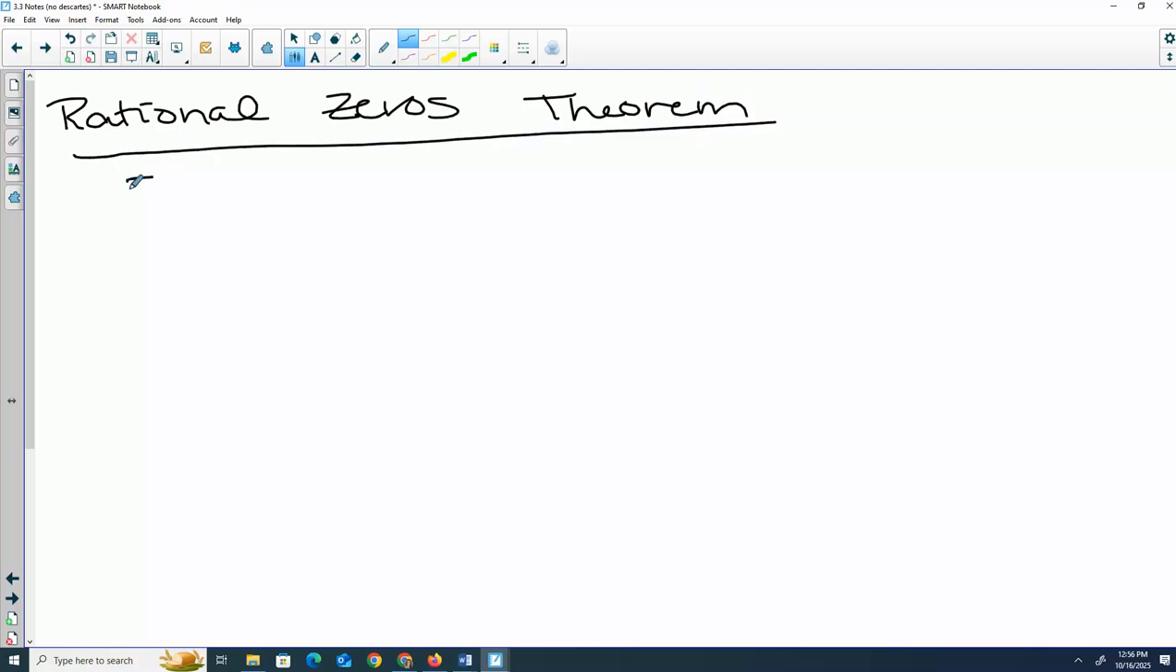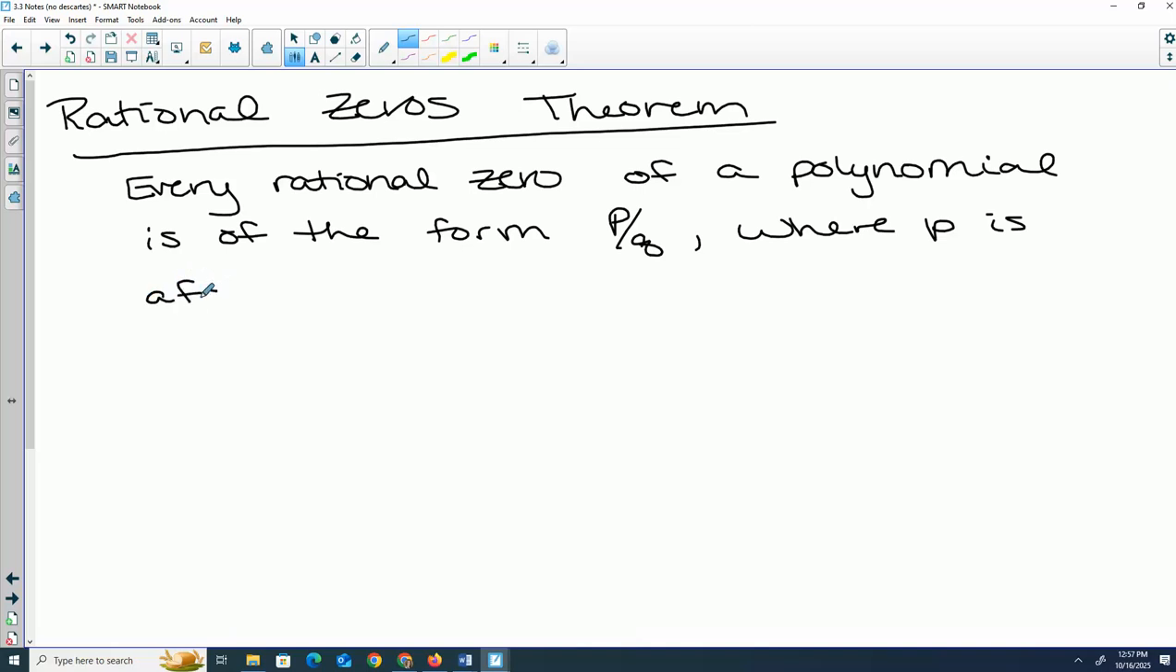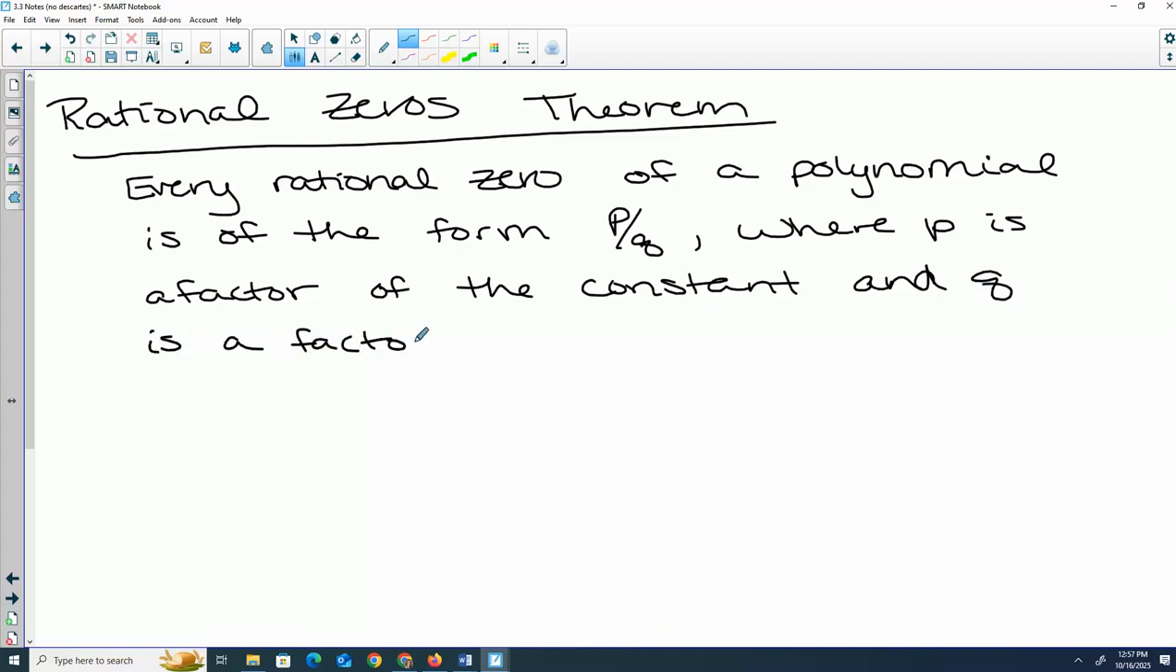Okay. It tells me every rational 0 of a polynomial is of the form p divided by q, where p is a factor of the constant and q is a factor of the leading coefficient.